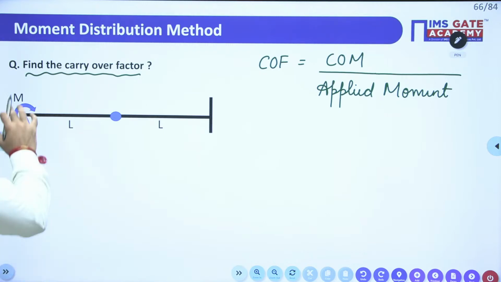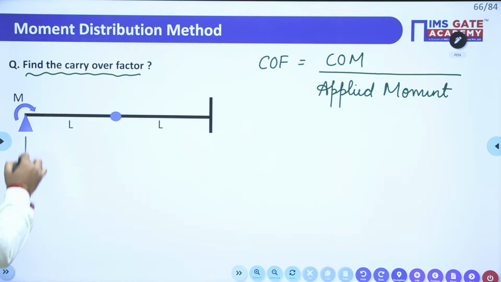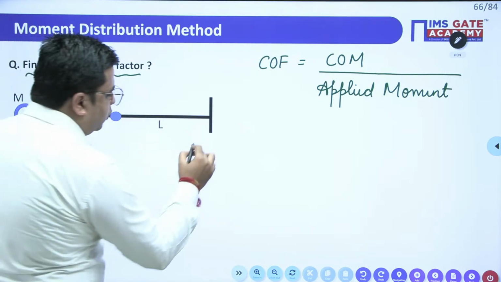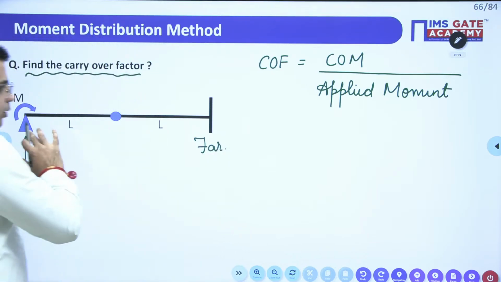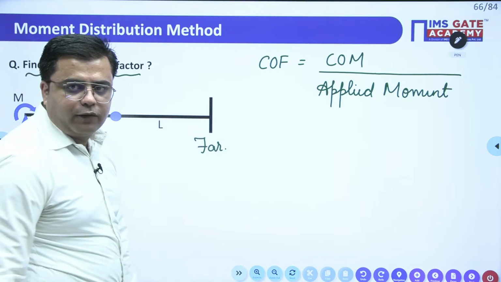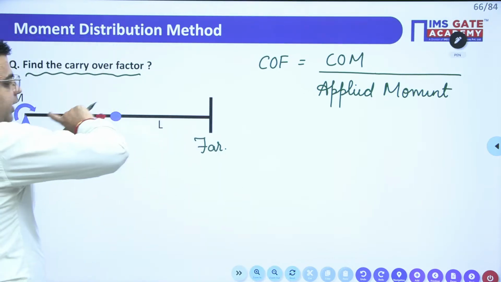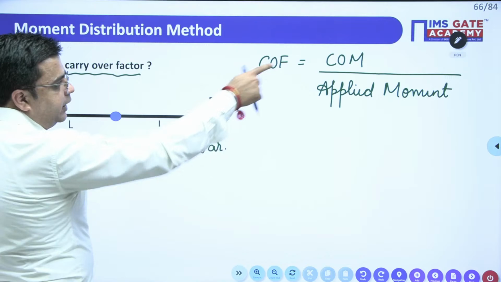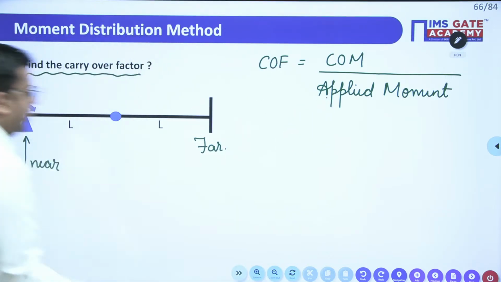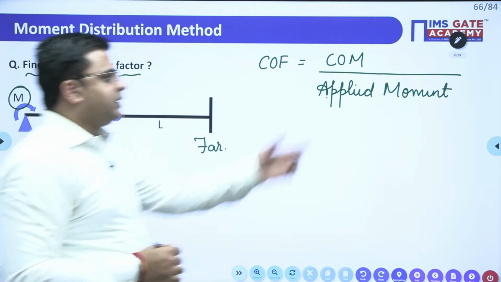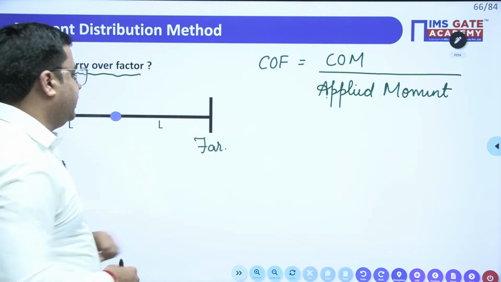Carryover factor. When you apply a moment at this end, so this is our near end, some part of this moment will be transferred to our far end. So this is our far end, right? The amount of moment that is transferred to the far end is termed as the carryover moment, and the amount of moment applied is given as m. So you need to find this carryover moment in order to get the carryover factor.